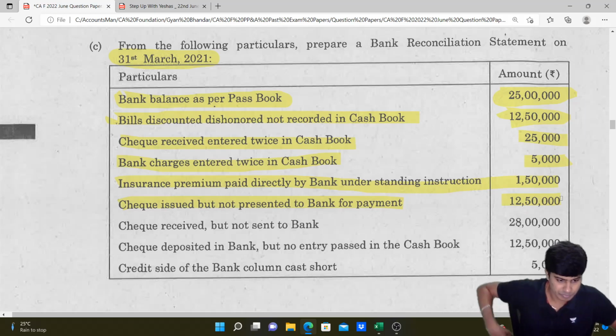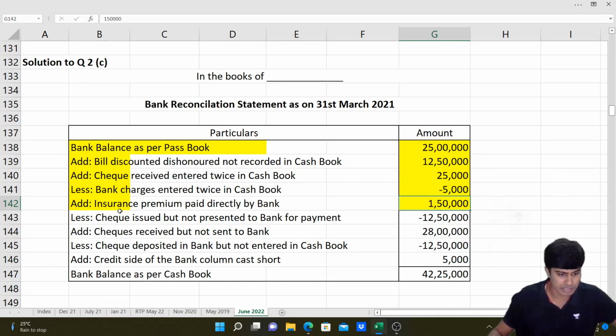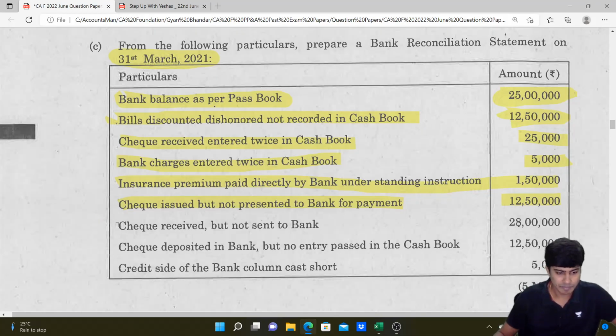How much minus? Check issued but not presented for payment, 12,50,000 minus. Got that? Then what do we have?